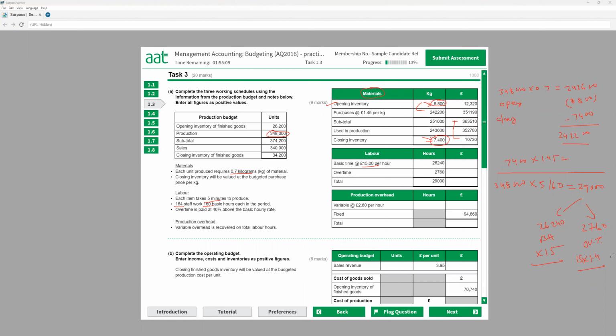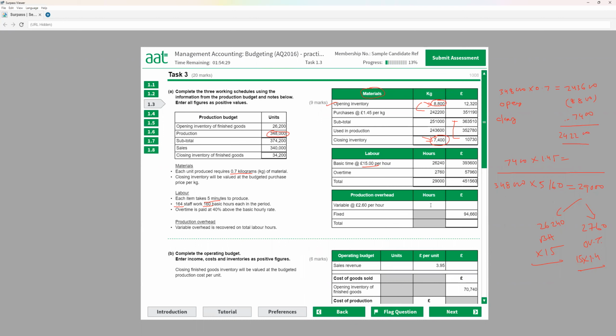So 26,240 times 15 gives me 393,600. And this one gives me 15 times 1.4 times 2,760, that gives me 57,960. If I add the total of these two, 451,560.